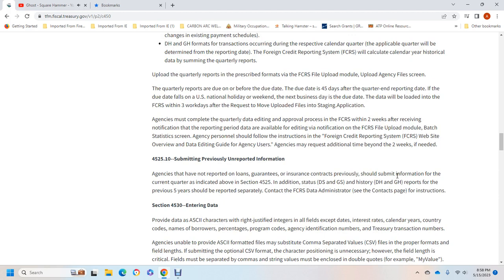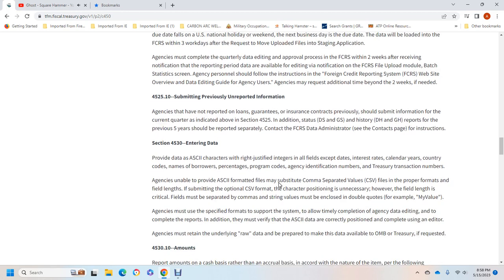45-25-10, submitting previously unreported information. Agency that has not reported, along with the guarantee or insurance of the contract previously short submitted, with the information from the current quarter indicated in section 45-25, in addition with the staff of the DS and the GS. The history of the DH and GH reporting of the previous should be reported separately with the contact of the Federal Credit Foreign Credit Reporting System, with the data and administrative contact paid for their instruction.